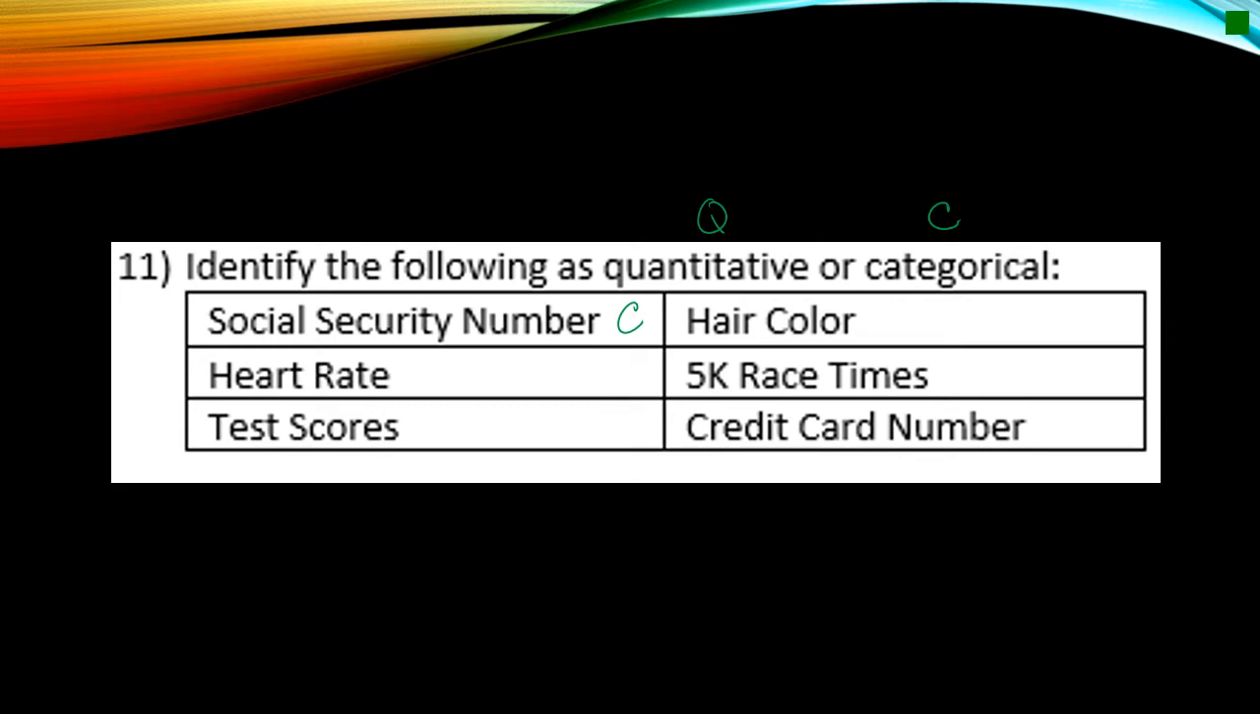It would tell you kind of where your heart rate is throughout the day. So that would be quantitative. Test scores are quantitative. Those are things that you can find the average of. Hair color is not a number, so it's automatically categorical. 5K race times would be something you can measure, and if you took the average of it, it would be meaningful, so that's quantitative. And credit card number is another one like Social Security number. It actually is categorical. The credit card number is just kind of a random number that's assigned to your account. If you took the average of a bunch of people's credit card numbers, it would mean nothing.